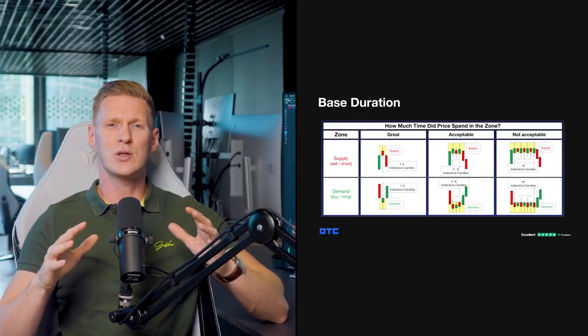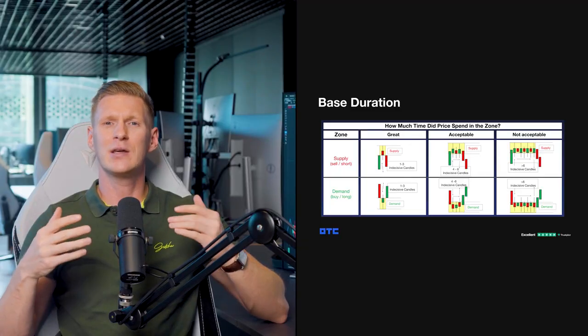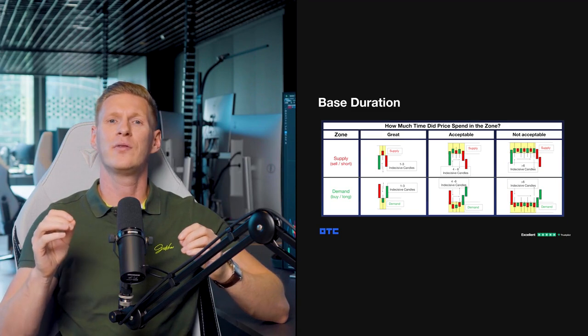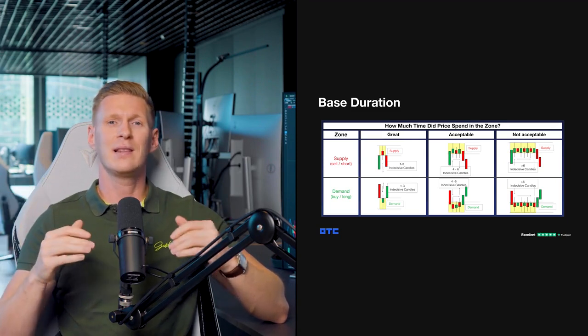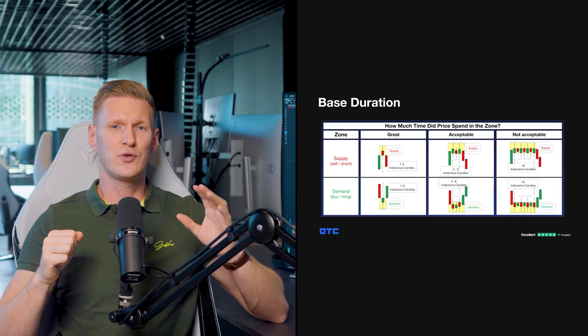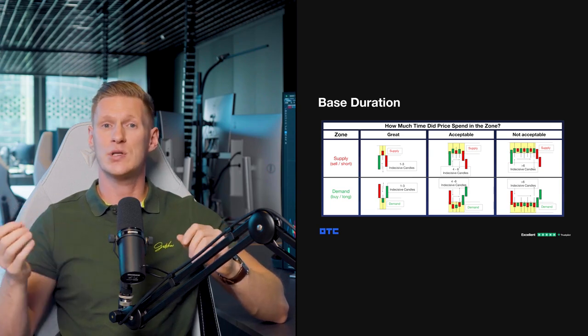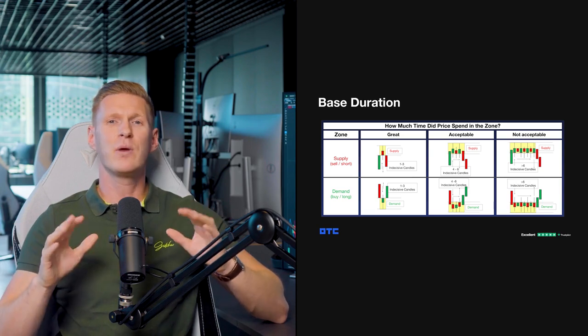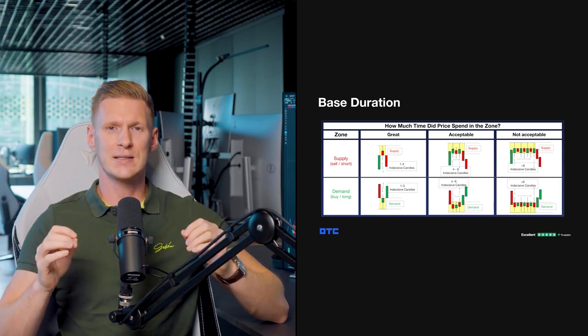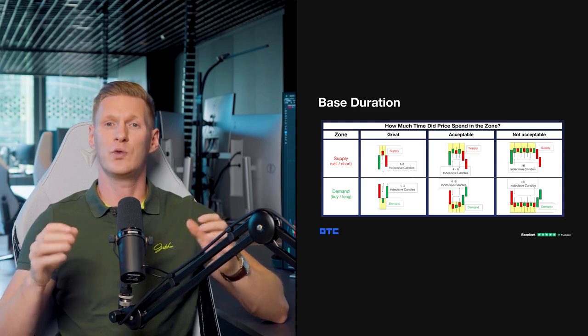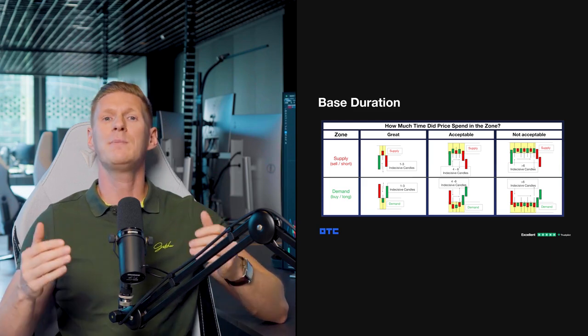To evaluate a base, we need to ask two key questions. How much time did price spend in the base, and how many candles formed within it? The duration of price within the base directly correlates to the likelihood of unfilled versus filled orders. Think of it like a store with limited stock. If too much time passes, most items, or orders, get purchased, leaving little behind. A base with too many candles signals that institutions had more time to fill their order, reducing the imbalance.